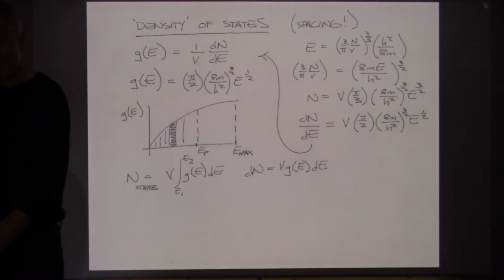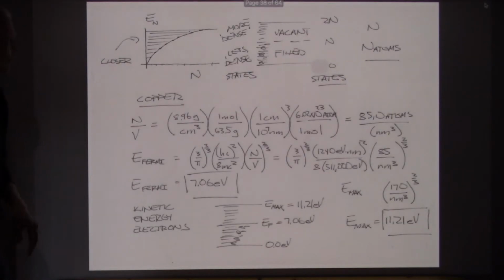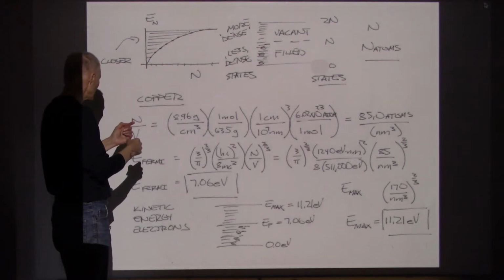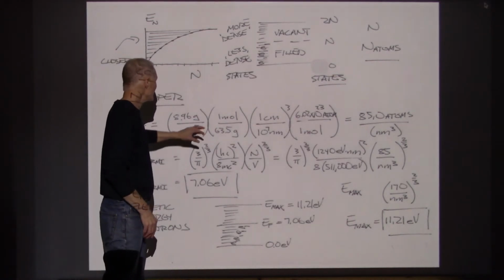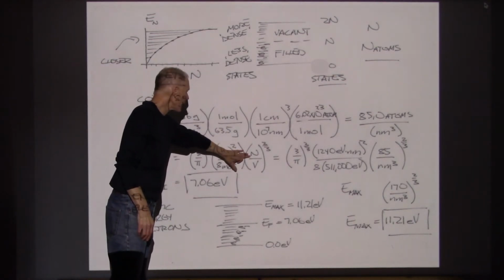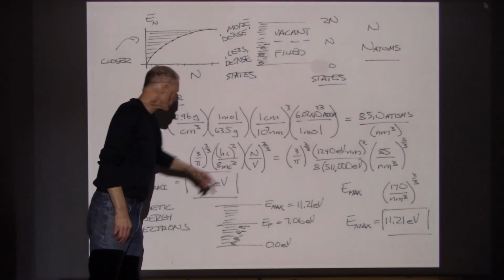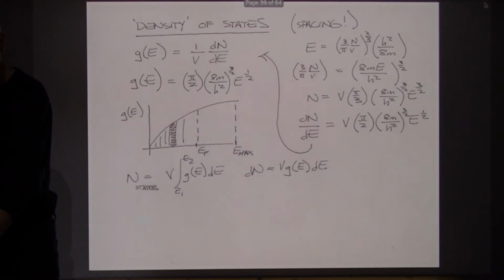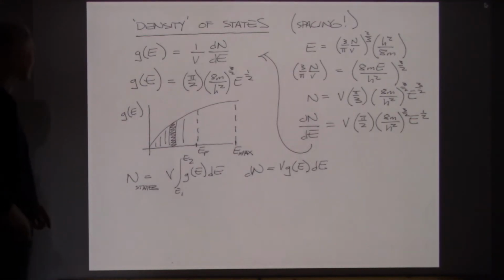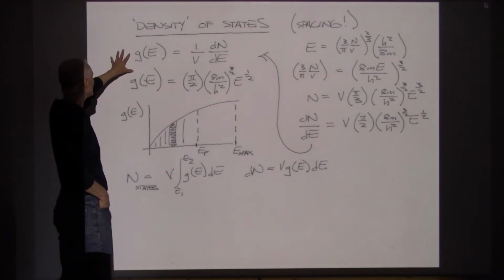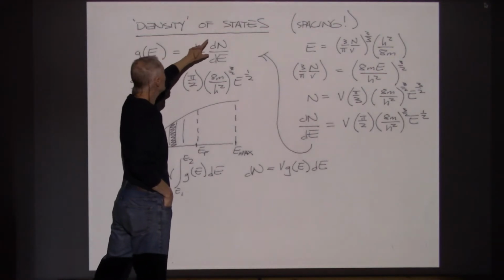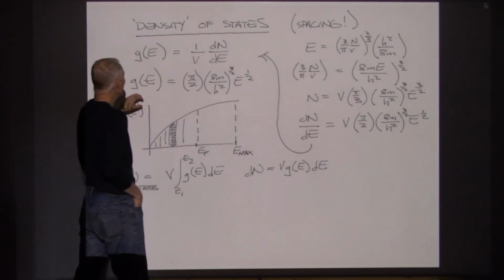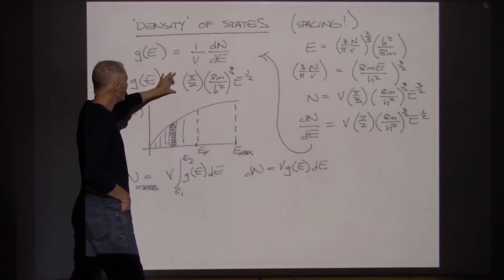The density of states comes from taking this formula and inverting it. So what we do is we take our energy formula and solve it for n and take a derivative. The density of states is defined as the number of states per energy interval. And when we do that, we get a formula for the density of states.